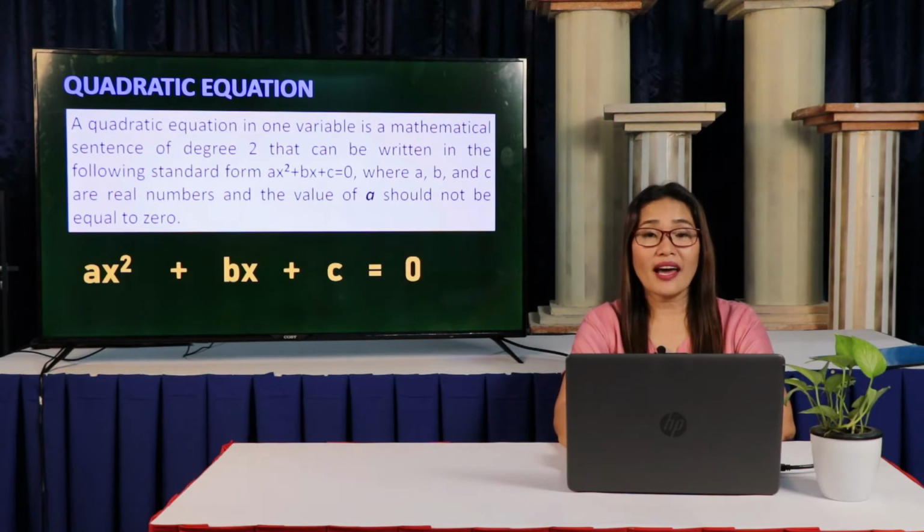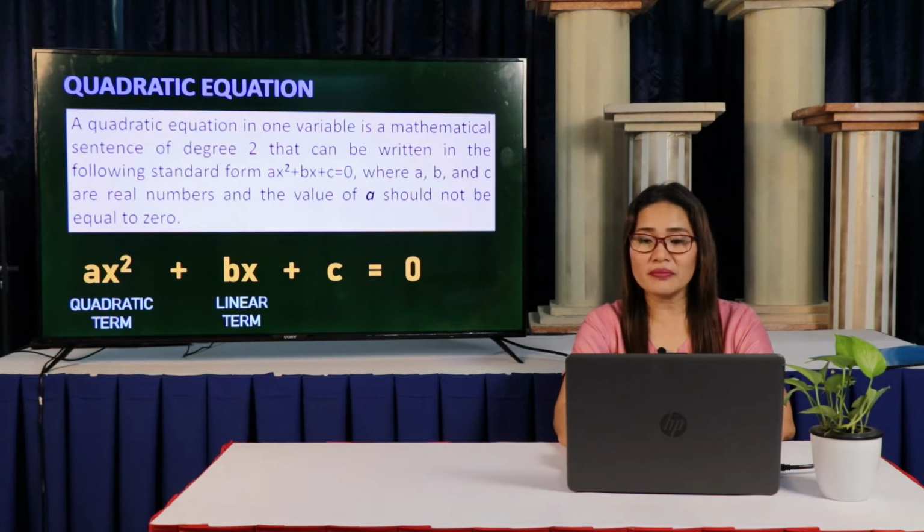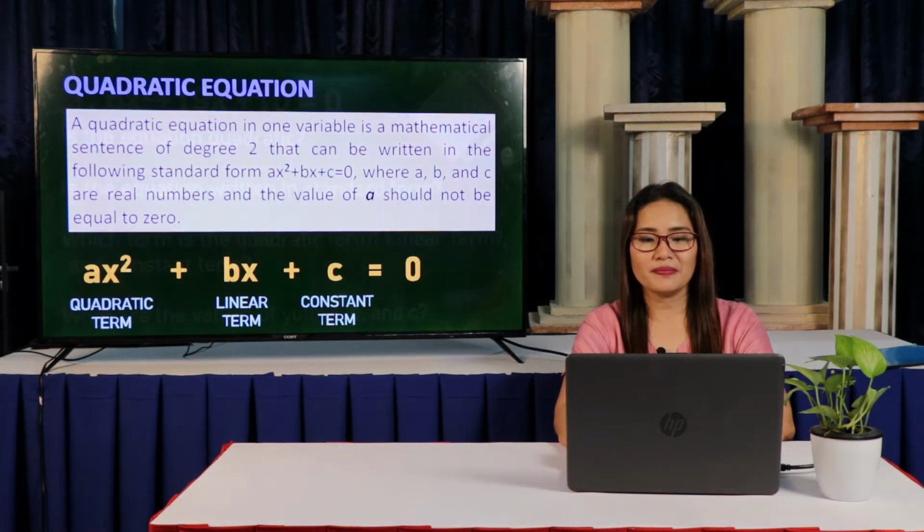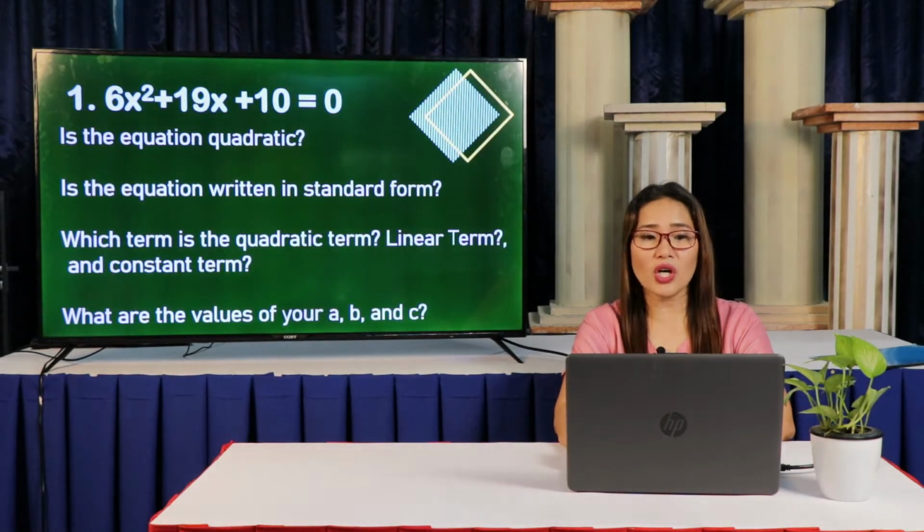In the equation, ax squared is what we call the quadratic term, bx is the linear term, and c is the constant term. Now, let us understand the given concept. Let us analyze the given equation 6x squared plus 19x plus 10 equals 0. Is the equation quadratic? Is the equation written in standard form? If yes, which term is quadratic? What about linear term? A constant term. What are the values of your a, b, and c?